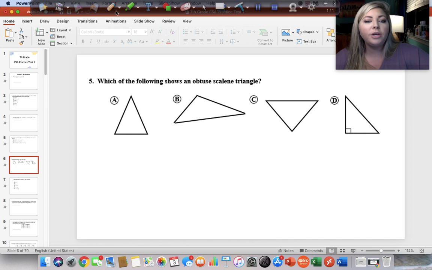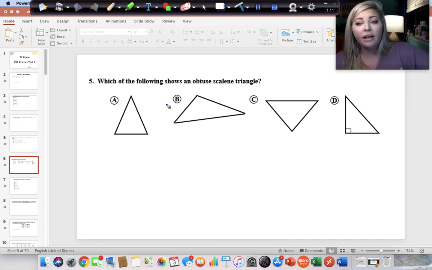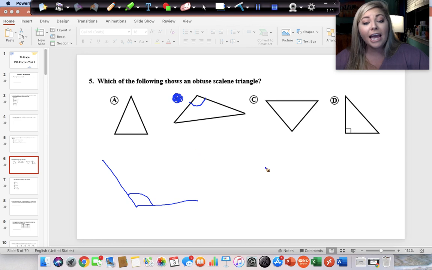Which of the following shows an obtuse scalene triangle? Well, first of all, there is only one triangle here that shows an obtuse angle, and that is B, so it's definitely B. But remember, let's talk about obtuse. Obtuse means that the angle is greater than 90 degrees. So this angle is greater than 90 degrees. And then a scalene means that none of the sides are the same.